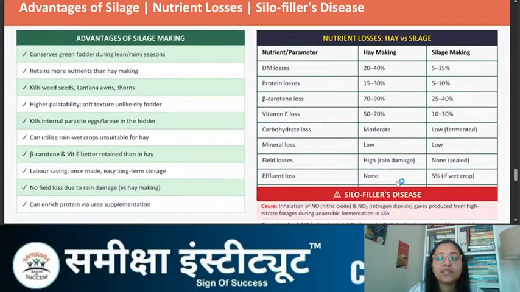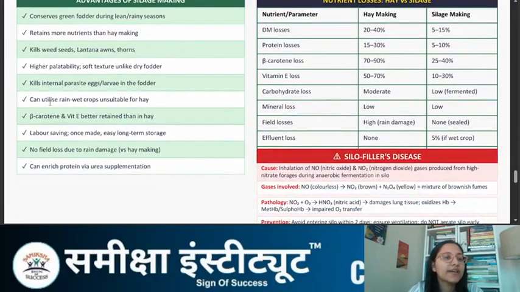So what are the basic advantages? Briefly we have discussed this in the initial slides. It conserves the green fodder during lean or rainy seasons. It retains more nutrients than haymaking. It kills the weeds, seeds, lantana, thorns, etc. It improves the palatability, with a soft texture unlike dry fodder. It kills the internal parasites and larvae in the fodder. It can also utilize rain-wet crops unsuitable for hay. Beta carotene and vitamin E are better retained than in hay. It is labor saving once made, and easy long-term storage is there. There are no field losses due to rain damage, versus haymaking. It can also enrich protein via urea supplementation.